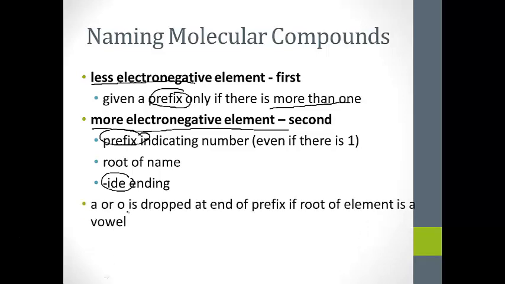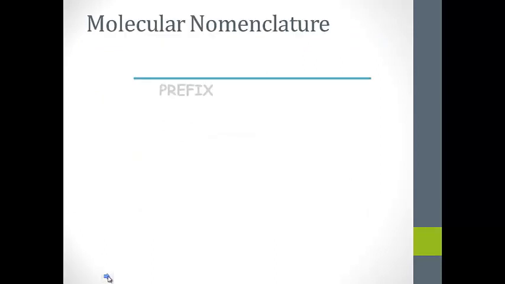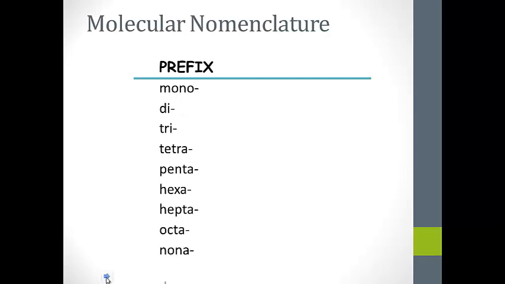And the formal fancy version is the a or o is dropped at the end of a prefix if the root of the element starts with a vowel. I'll show you some samples of these, but this is kind of the least of our worries. We've got to get down the rules first, and then we can get picky.